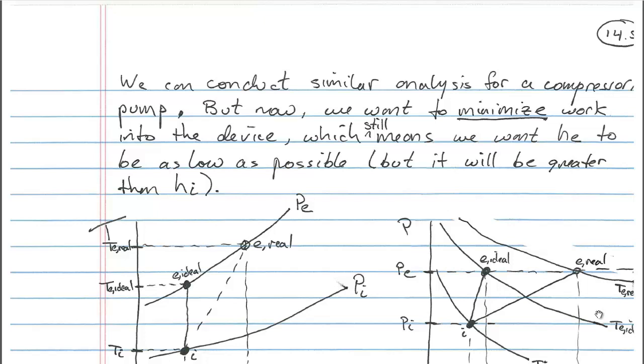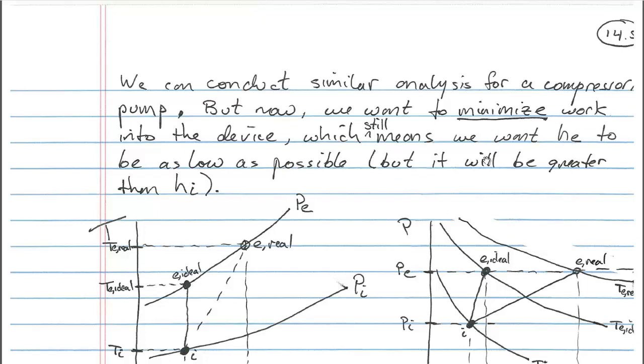So in the case of the turbine, we're trying to get work out of the turbine, so we want to maximize that work. In the case of a compressor or a pump, we're putting work into the device, and so we want to, in fact, minimize that work transfer. Okay, so what that means, though, that's really the only difference. That still means that we want the exit state to be as low as possible.